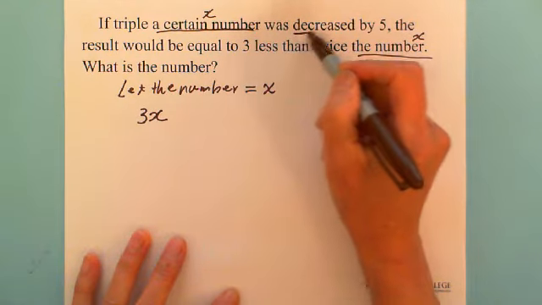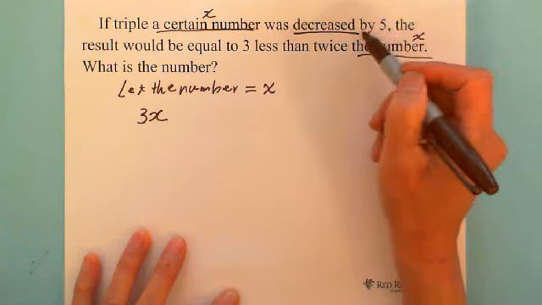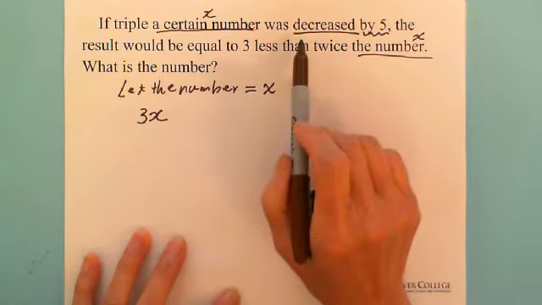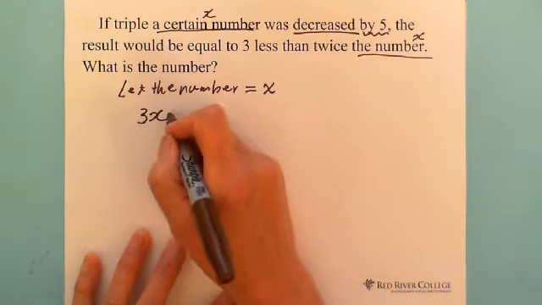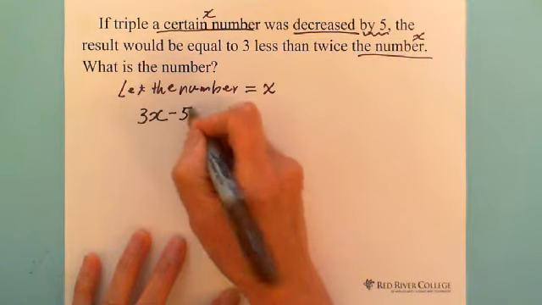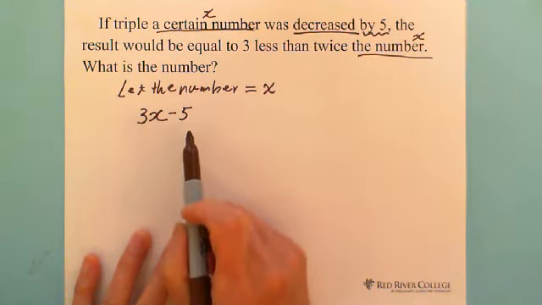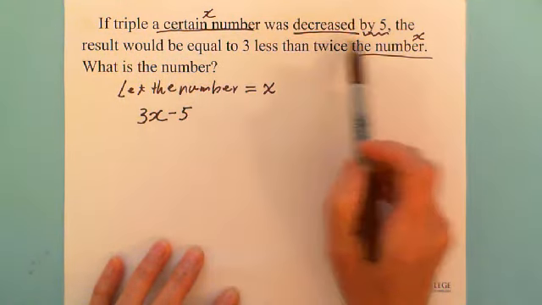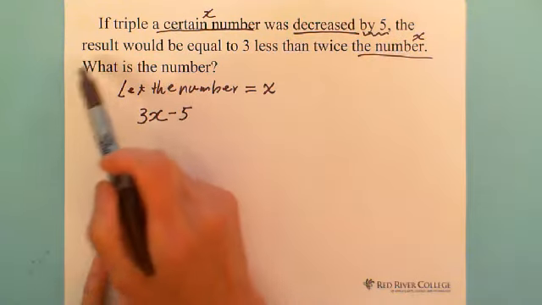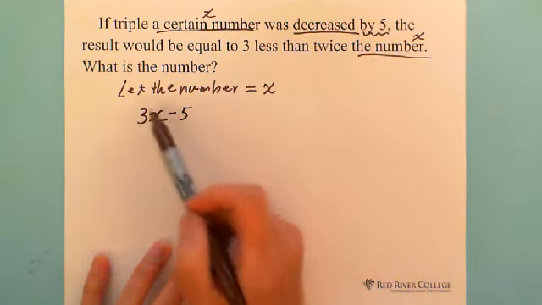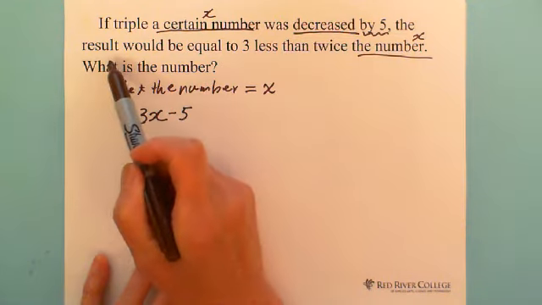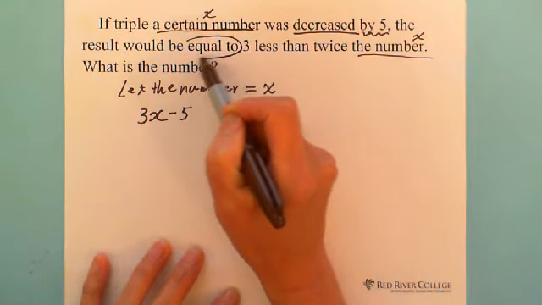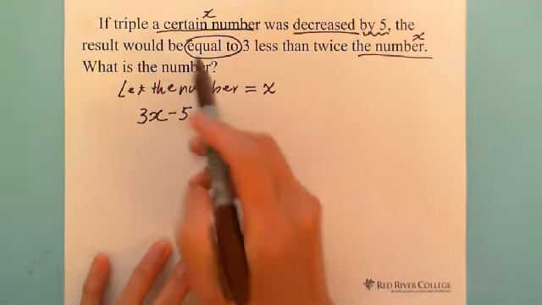Decreased means subtract, take away. Subtract how many? By 5. So triple x was decreased by 5, so minus 5. So this one is 3x minus 5, which is exactly what "triple a certain number decreased by 5" means. The result, that means 3x minus 5, the result would be equal to. You write equal to.